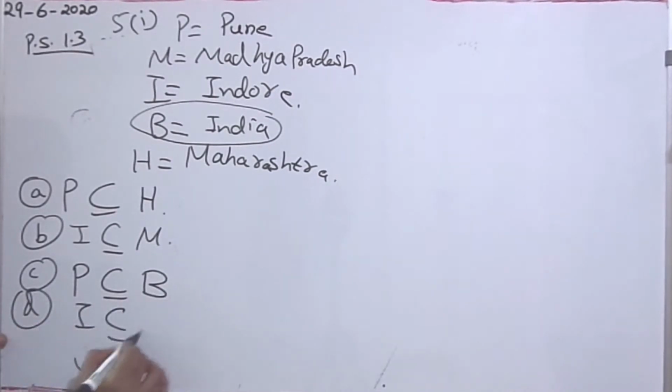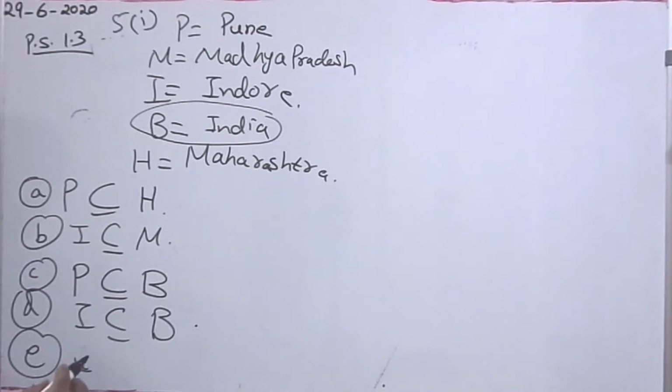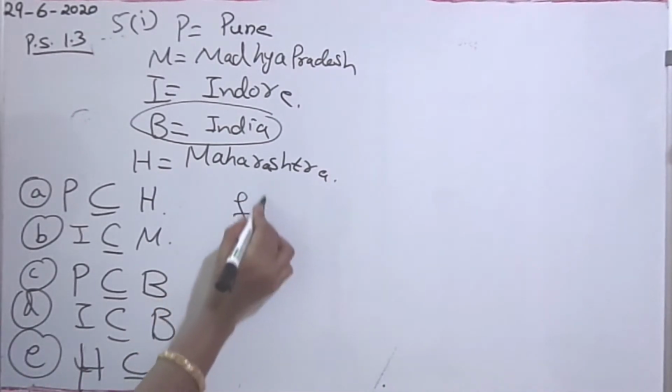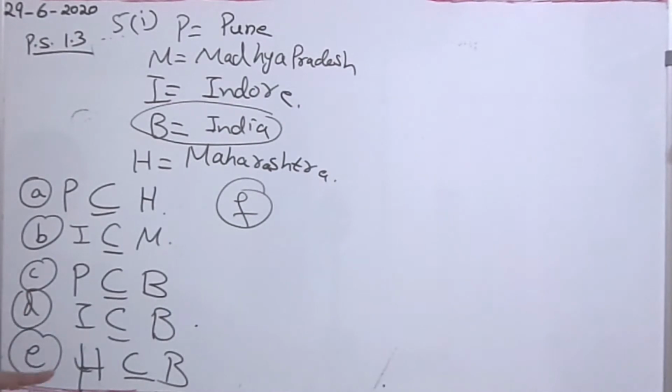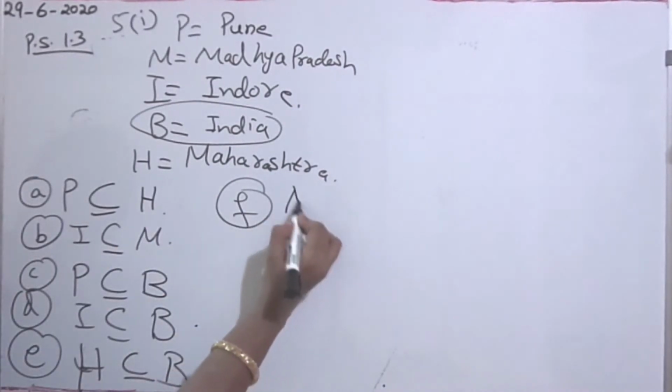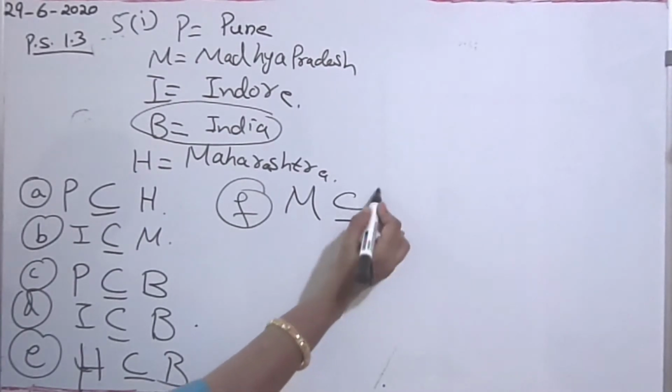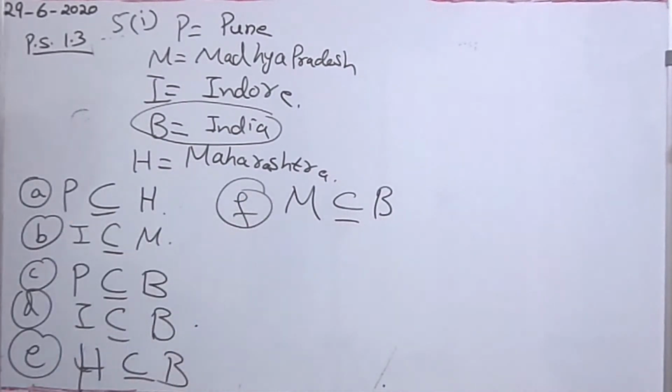I is a subset of B. Then H is a subset of B. All are subsets of B. F. What is remaining now? M. M is Madhya Pradesh, which is also contained in India. So all are contained in India.